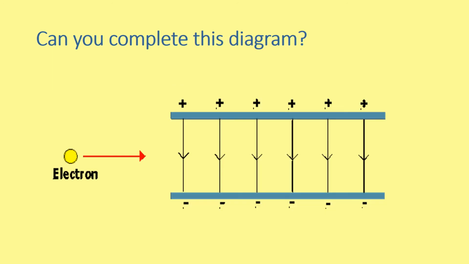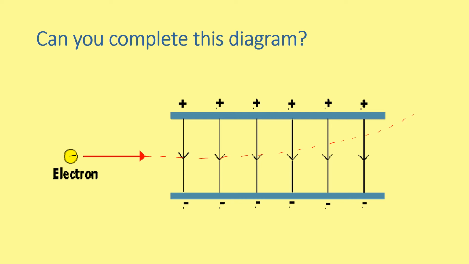So have a look at this diagram. Could you complete it to show the path of the electron through the electric field? Now remember, the electron is negatively charged. So because it's negatively charged, it's going to be repelled from the negative side and attracted to the positive side. So if we continue the path of the electron, go straight through, and then it is going to curve up and towards the positive terminal.